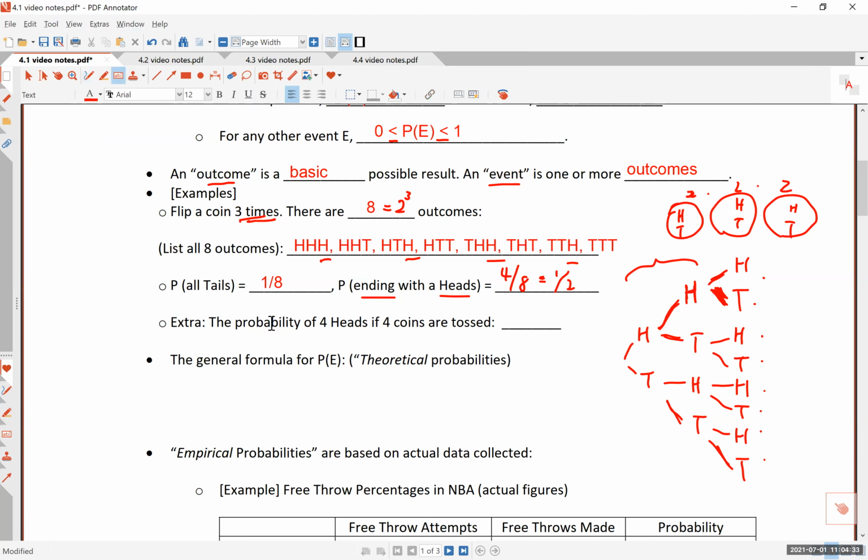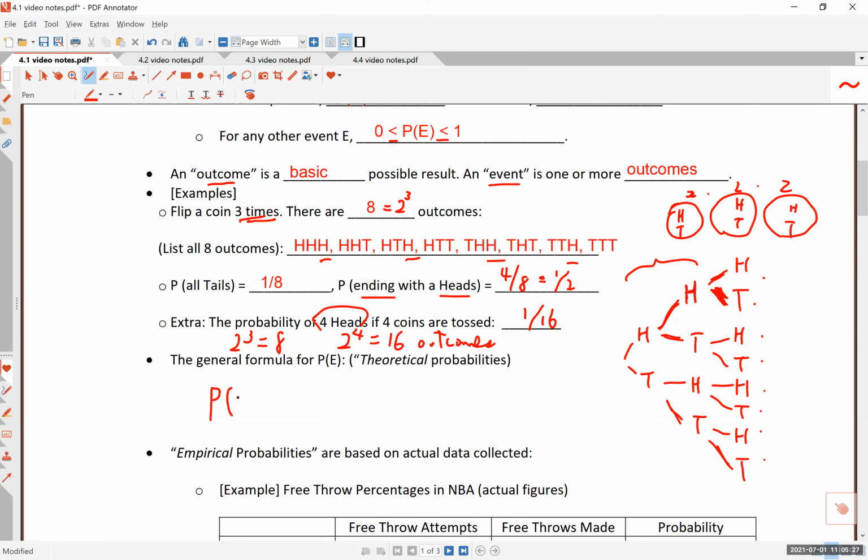All right, extra. What is the probability of 4 heads if 4 coins are tossed? Think about this. So far we have had 3 coins, so 2 to the 3rd is 8. But if you have 4 coins, or if you flip the coin 4 times, there will be altogether 2 times 2 times 2 times 2, so 16 outcomes. And out of the 16 outcomes, how many fit this description, 4 heads? The only way you can get 4 heads is heads, heads, heads, heads. That's 1 out of 16, and therefore the probability is 1 out of 16. That's pretty simple, I think.